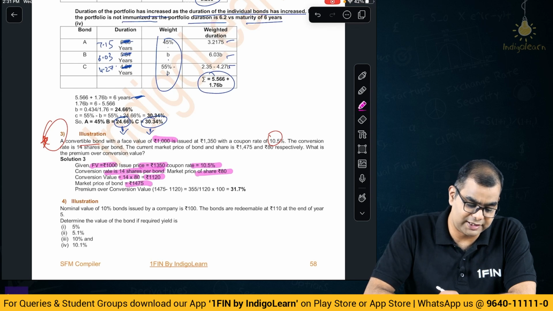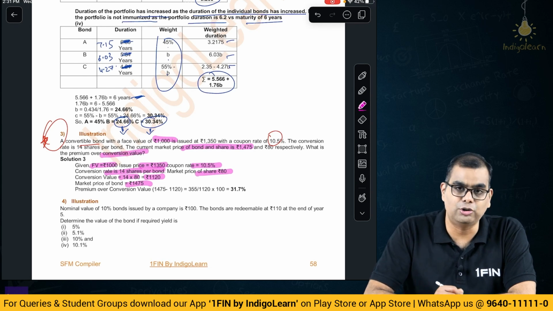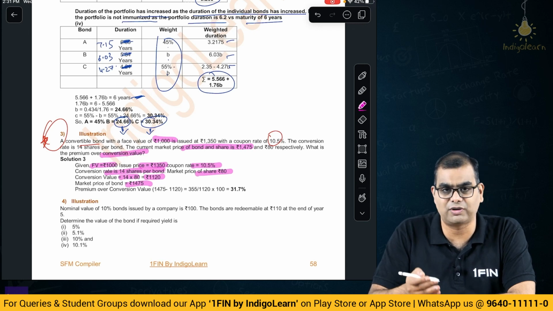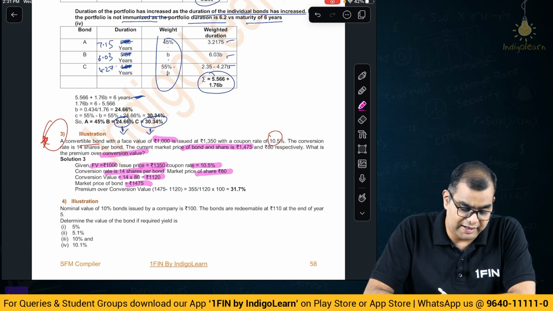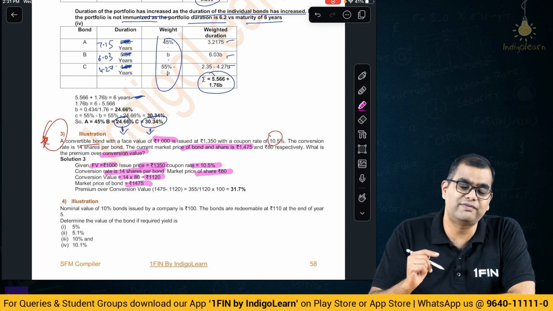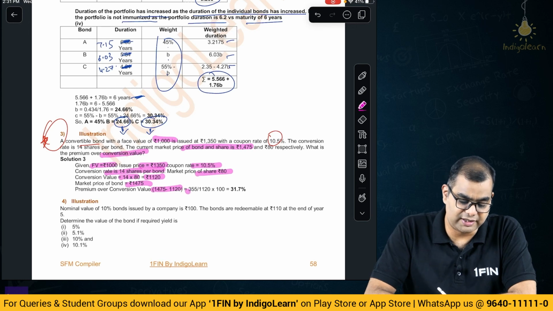Now, what is the market price of the bond? The current market price of the bond is 1475. What is premium over conversion value? This particular bond is trading at 1475, whereas the value of the equity shares that it represents, which you will get once the bond is converted, is only 1120. So, it is trading at a premium to its conversion value. That premium is 1475 minus 1120, which is 355 rupees.